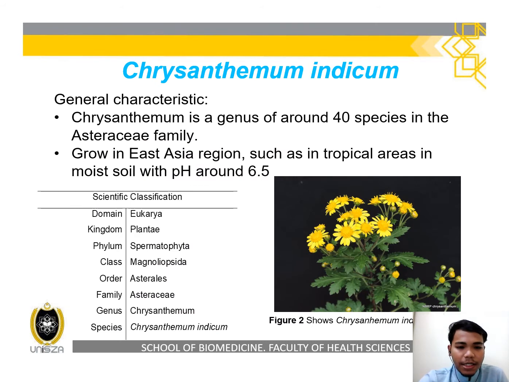So for the Chrysanthemum indicum, actually Chrysanthemum is a genus that has around 40 species around the world, and we can find this type of plant in the East Asia region, including Southeast Asia.